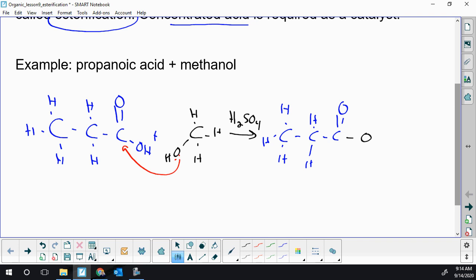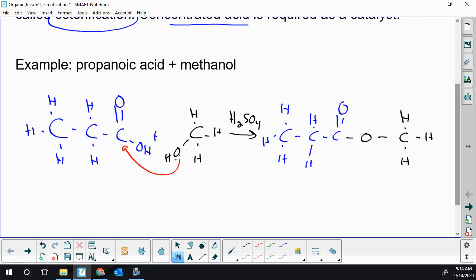So that O has gone to that C. The color coding also helps when we go to name it. When we name esters on the next slide, you get one name from the alcohol piece, which I've made black, and you get a second name from the acid piece that I've made blue.